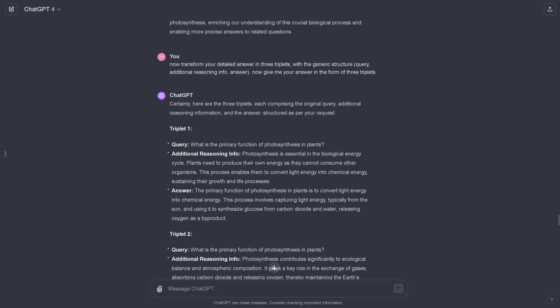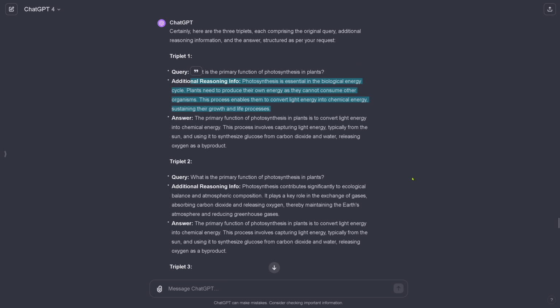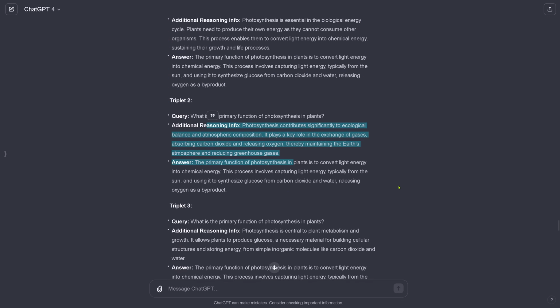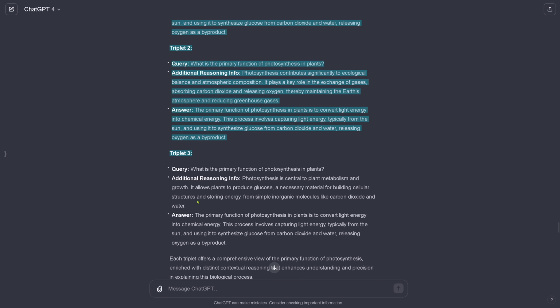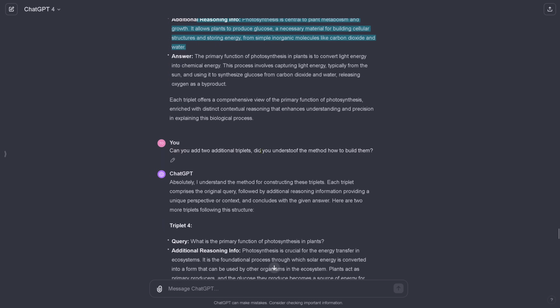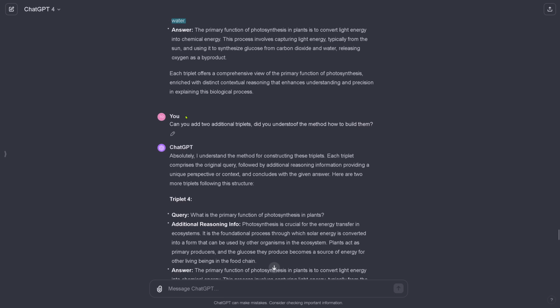But now the additional reasoning pathways are different because now we have different perspectives on how we look at the problem. So triplet 2, and here this is now a different view, and triplet 3, and now we have a different view here. Beautiful. And now I say, hey, you are intelligent, you are GPT-4. Can you add 2 additional triplets? Did you understand the method of how to build them? And GPT-4 says, hey, buddy, absolutely.